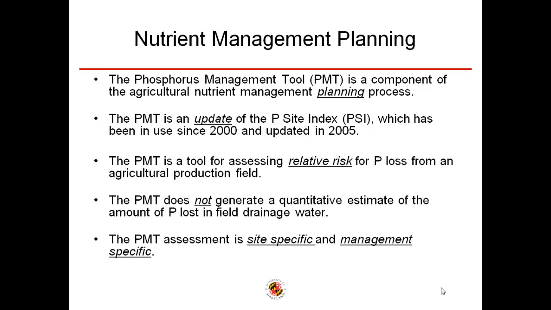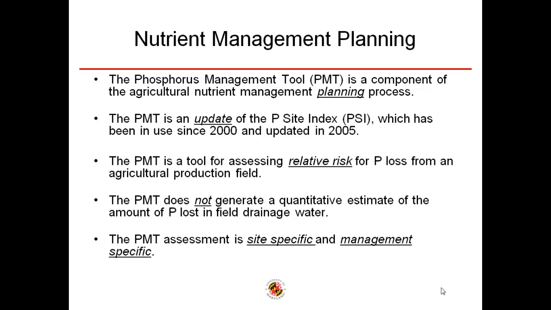How do I apply it? When do I apply it? What is the crop rotation that I'm applying it to? And so the idea is for you to run iterations of the phosphorus index or the PMT and keep running it with different management scenarios until you get the lowest risk, because we want you to use a suite of management practices that present the lowest relative risk for phosphorus loss from that field.